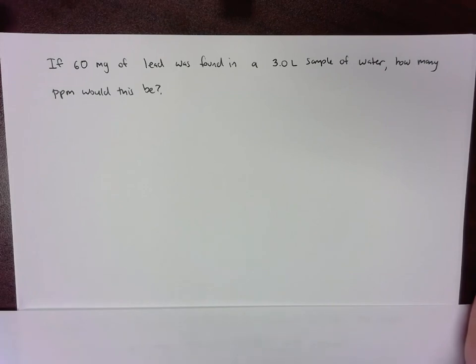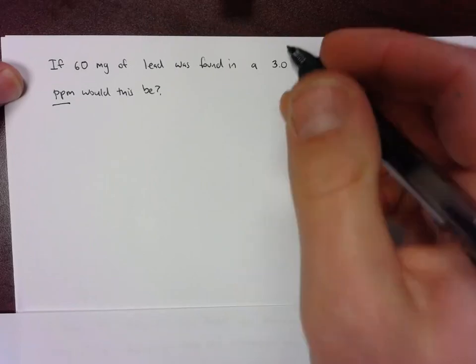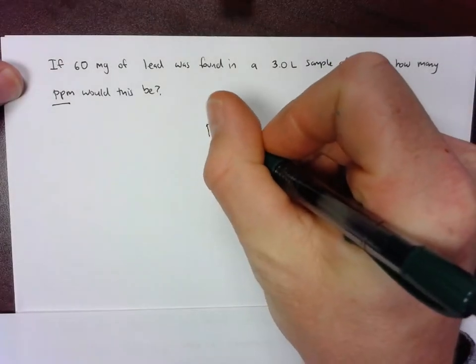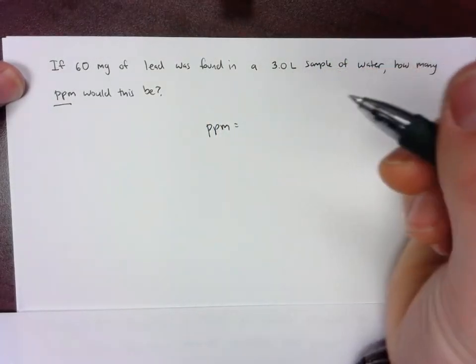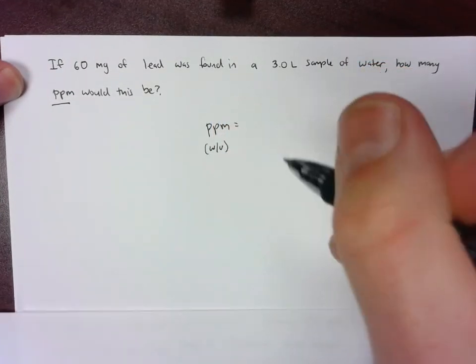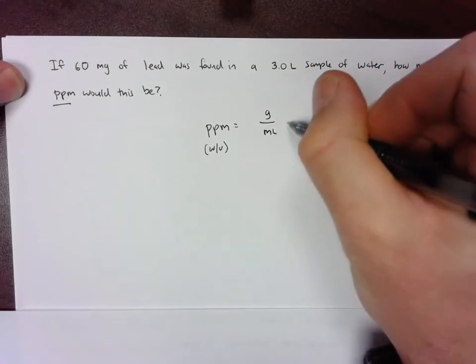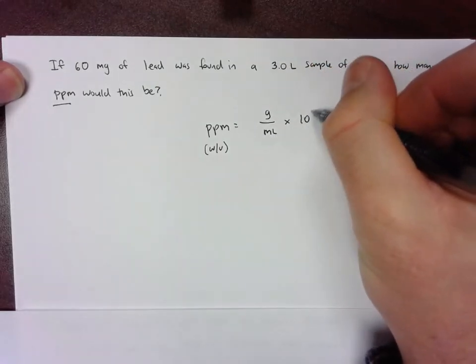This video is going to be covering ppms, parts per million, and parts per billion type questions. So I have two questions. One of them is a ppm question, one of them is a ppb question. This one's ppm, and just to review, the formula for ppm is, at least for weight over volume, which is all we've covered, grams per milliliter times 10 to the 6th.